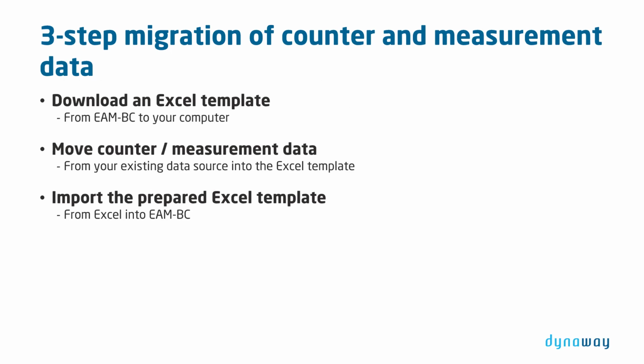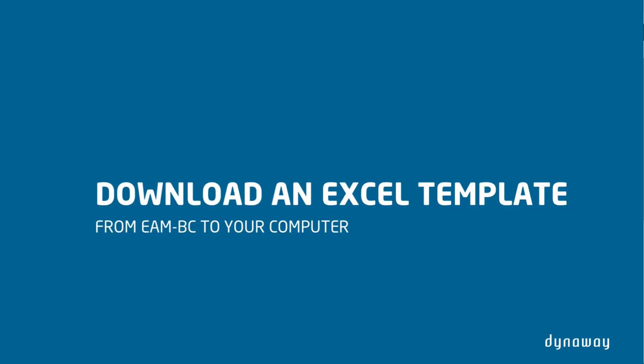When importing and migrating, you are running through a three-step process. The first step is to download an Excel template from EAM BC to your computer. Next, you move the counter and measurement data from your existing data source into the Excel spreadsheet. And finally, you import the prepared Excel template into EAM for Business Central. Let's see how it works in Business Central.